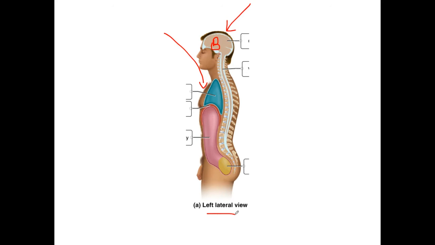Again, we're looking at a lateral view. So this is pleural for lungs. This separation is where your diaphragm is. And then the purple region, this would be the abdominal pelvic region.